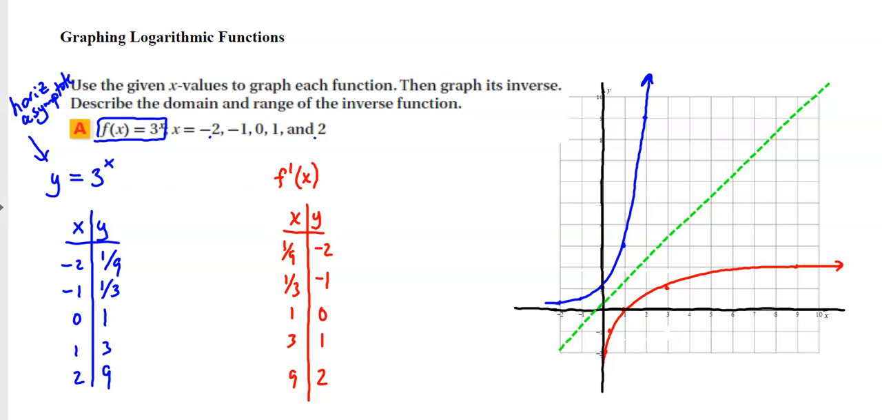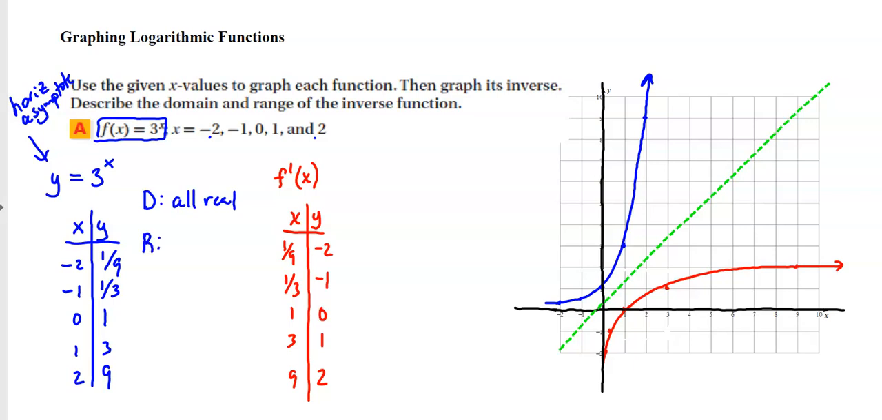So it says describe the domain and range for each of these. So let's just do the domain of the blue one. The domain of the blue, well, that's what can the x's be. And I don't think the x's are restricted at all. So I think the x can be anything. So I think for the domain, it would be all real numbers.